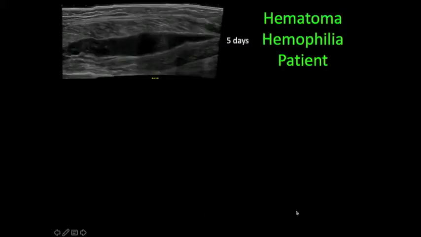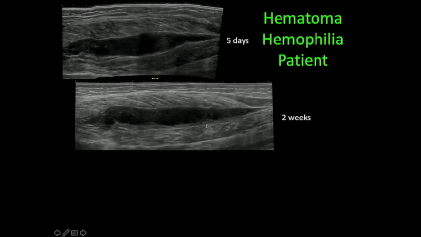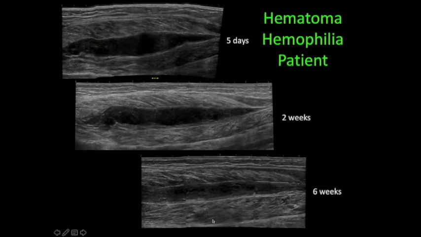In my practice, we have a lot of hemophilia patients that we take care of, so a benefit of that is that we get a lot of follow-up for these patients. So this was a patient that had a hematoma between the muscles, predominantly the gastrocnemius and the soleus in the calf, and you can see what it looks like at 5 days, pretty anechoic. And then it's a little smaller, a little bit more heterogeneous at 2 weeks, and then more contracted and heterogeneous at 6 weeks. So this is the evolution of what a hematoma should do.